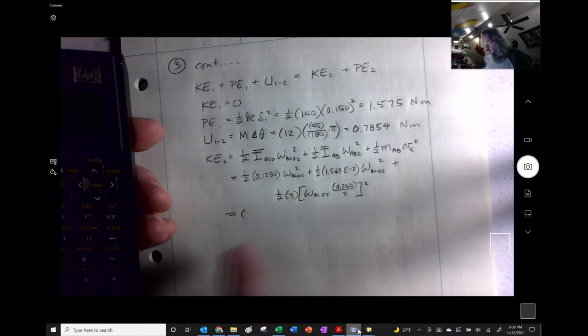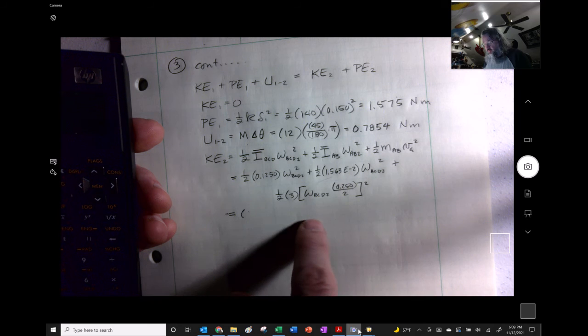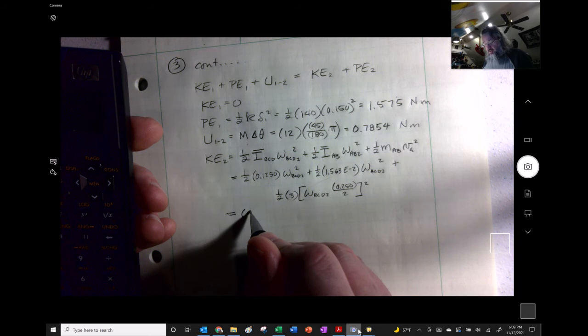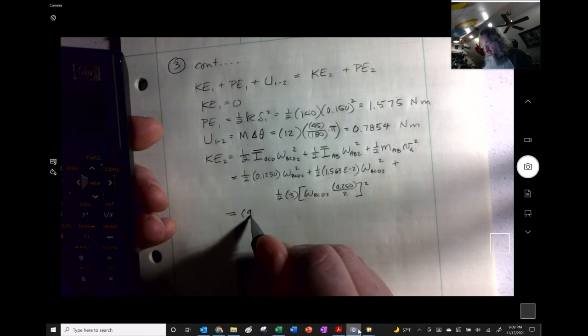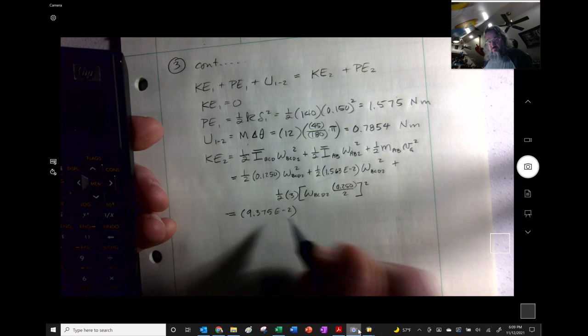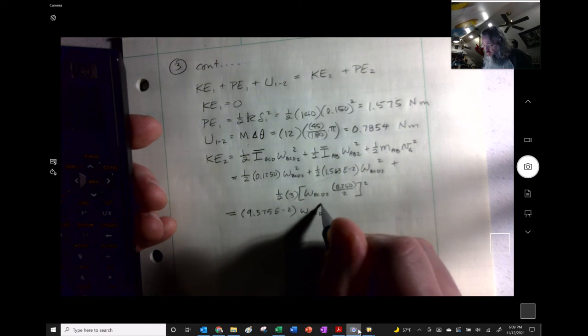Add them together. Okay, and then this last one is 0.25 divided by 2 squared times 3 divided by 2, and add them. I get the same thing. Okay, so that gets 9.375 E minus 2 omega BCD 2 squared.